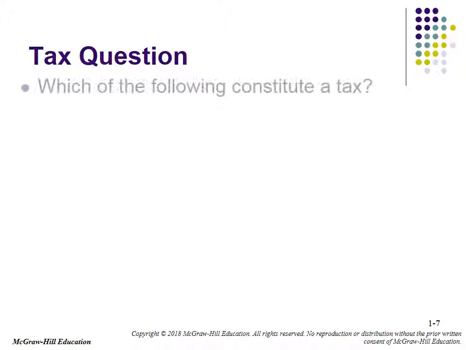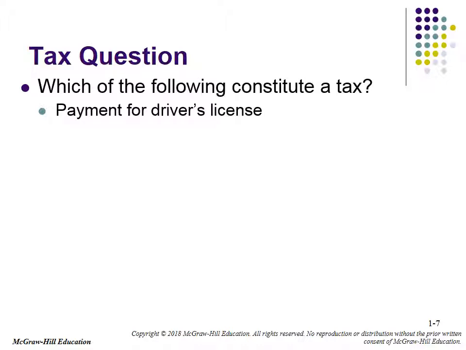So let's take a look at an example here. What are we talking about? Which of the following constitutes a tax then? Well, payment for your driver's license. Let's say you're paying the government, usually the state. It's payment that's required to drive, but you're receiving a benefit, the right to drive, right? So that's not a tax. That's a fee.